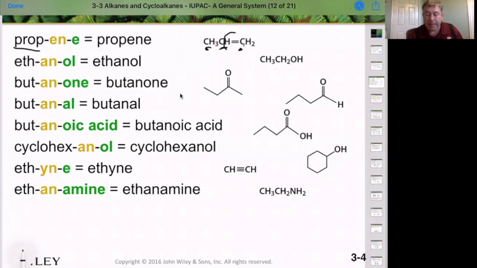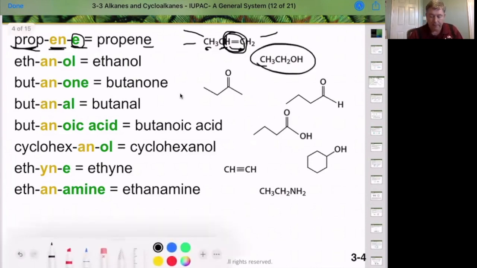We have at least one double bond in the system, so that means our infix here is "ene," right here. And we have no other functional groups, so our suffix here is the E, telling us we just have carbons and hydrogens in the system. So prop is the number of carbons, ene tells us we have a double bond, and the E at the end tells us we only have carbon and hydrogens. Prefix, infix, and suffix.